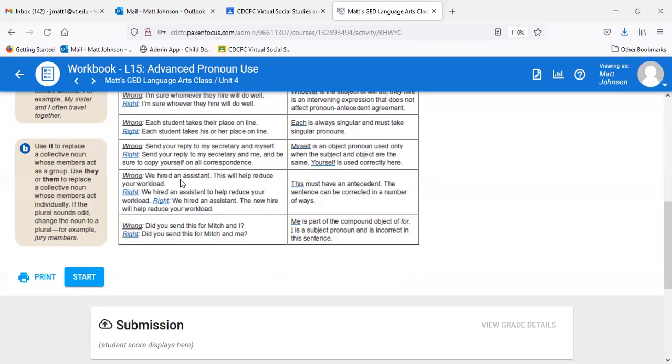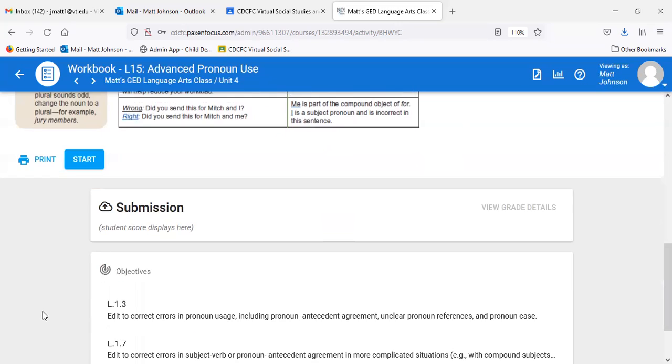Did you send this for Mitch and I? Me is part of the compound object of for. I is a subject pronoun and is incorrect in the sentence. Did you is the subject. You send this for Mitch and I. So you as the subject, send as the verb, this for Mitch and me is the correct pronoun because it's an object pronoun.